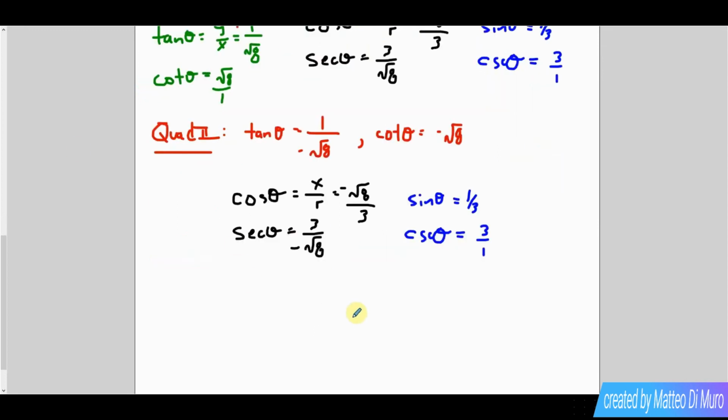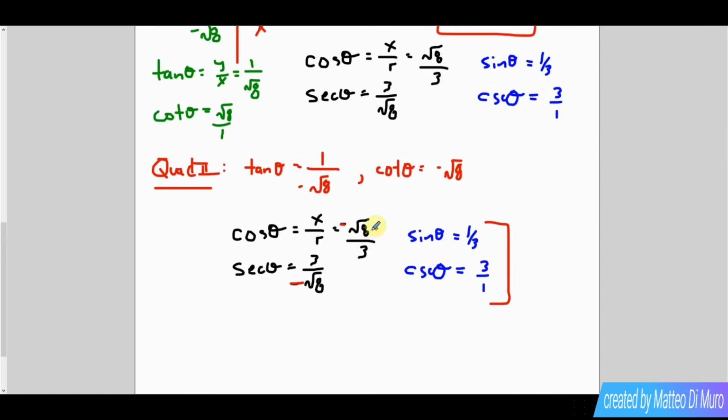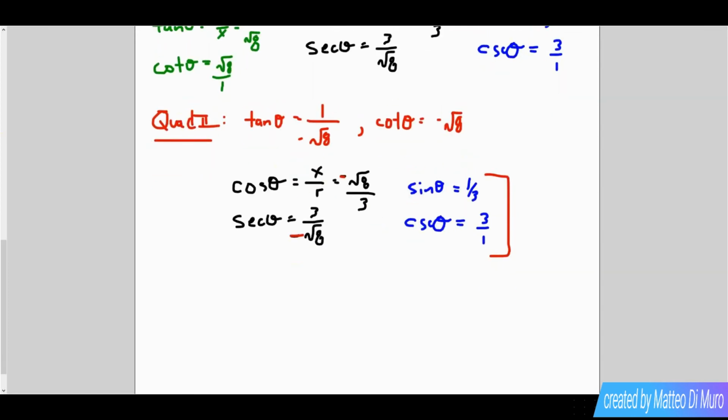Okay, check it out. So sine and cosine, right? These have not changed in quadrant 2. Sine is still positive. But cos theta is now negative this, and secant will now be negative that. So that should be pretty fast. Next slide.